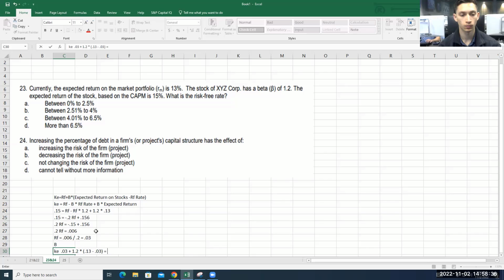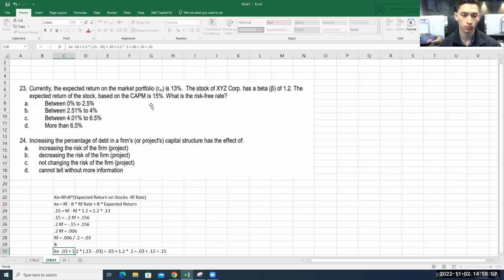So that's going to equal 0.03 plus 1.2 times 0.1. It's equal to 0.03 plus... that's going to equal 0.15. Is that the right answer? And there it is. Yeah.